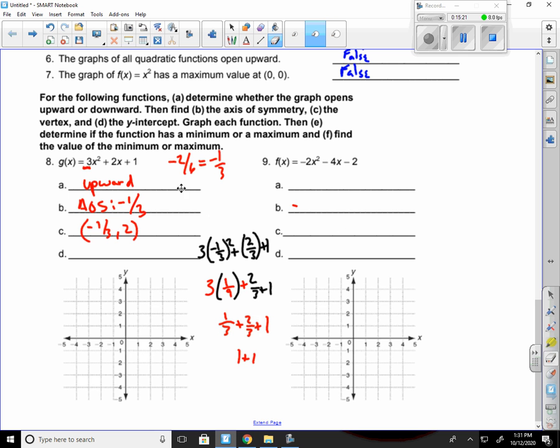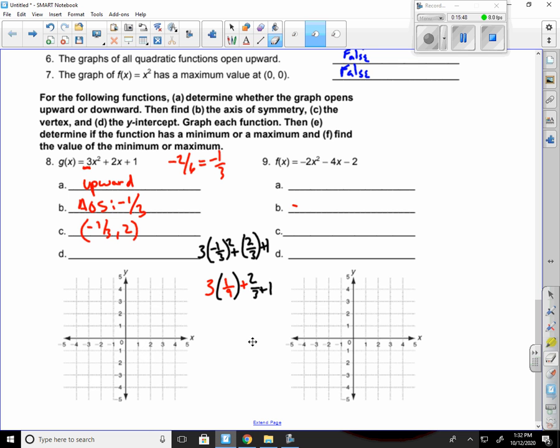Part D, find the y-intercept. It's just this number here, which is 1. I have a problem in here somewhere. Oh, this should be a negative.